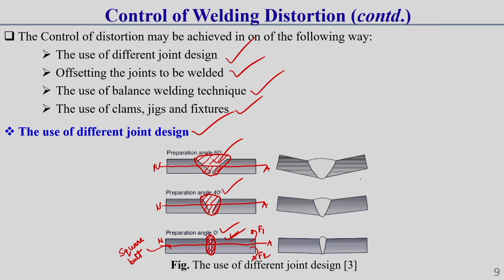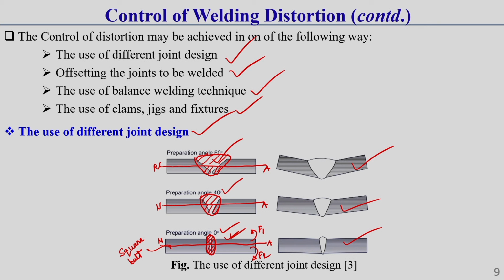Okay. That is what I have shown here. You see, in case of 60 degrees it is very highly distorted, in case of 40 degrees it is less, and in case of 0 degrees, a square butt, it is almost nullified; you can see it is almost horizontal in nature.